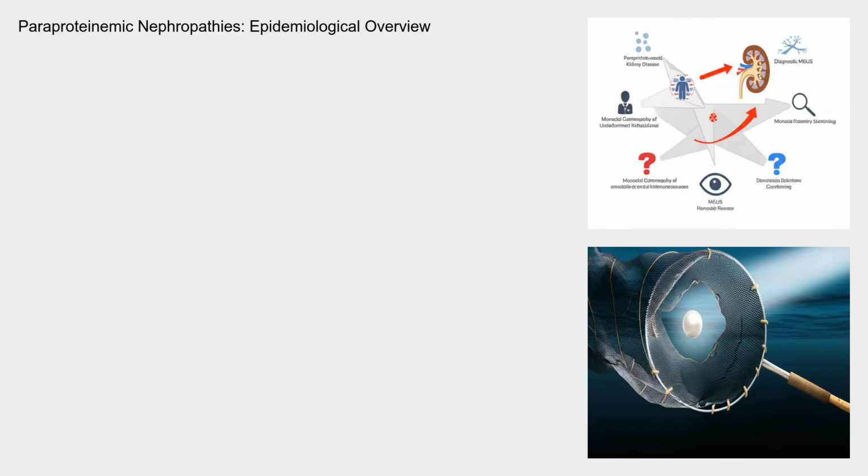Unfortunately, precise epidemiological data for paraproteinemic nephropathies are limited. This is due in part to the fact that they're often underdiagnosed and can present with variable symptoms. However, we do know that they are relatively rare compared to other kidney diseases. The incidence increases with age, and they are more common in individuals with pre-existing plasma cell disorders. Understanding the association with conditions like MGUS is important, as many people may have MGUS without knowing it, highlighting the need for increased awareness and screening in certain populations.